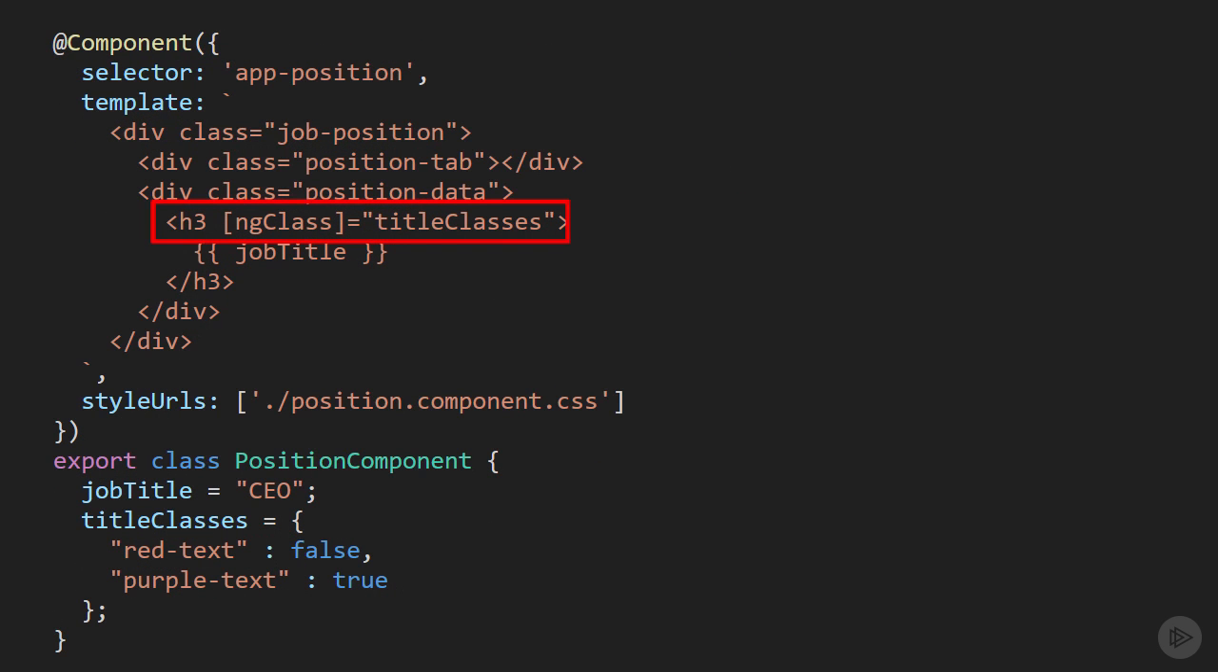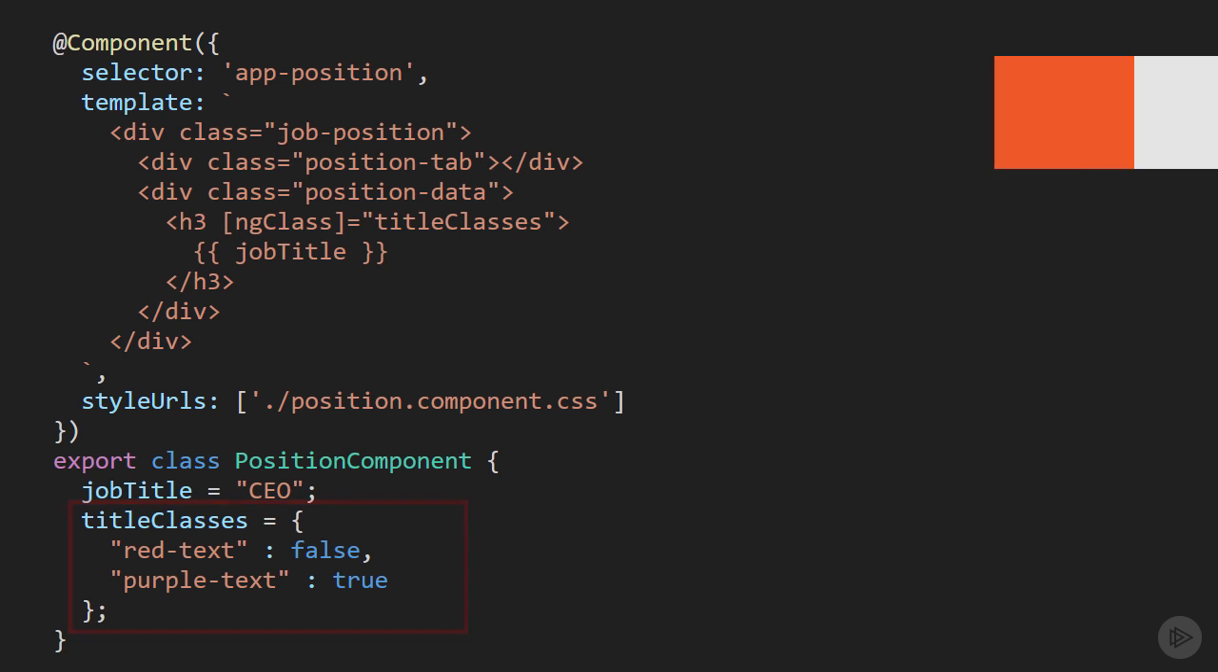So here in our H3 tag, we're binding to ngClass, the special directive, and we're setting it to title classes. Looking in our TypeScript class, we're setting title classes to an object literal. Red text is being set to false, and purple text is initialized to true. So each property in this object refers to a CSS class, and we set the values to true or false depending upon whether or not we want this class to apply.